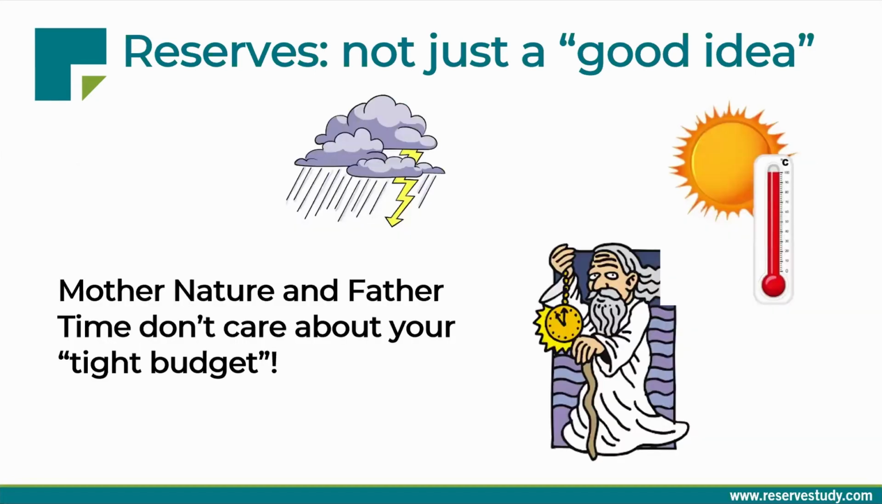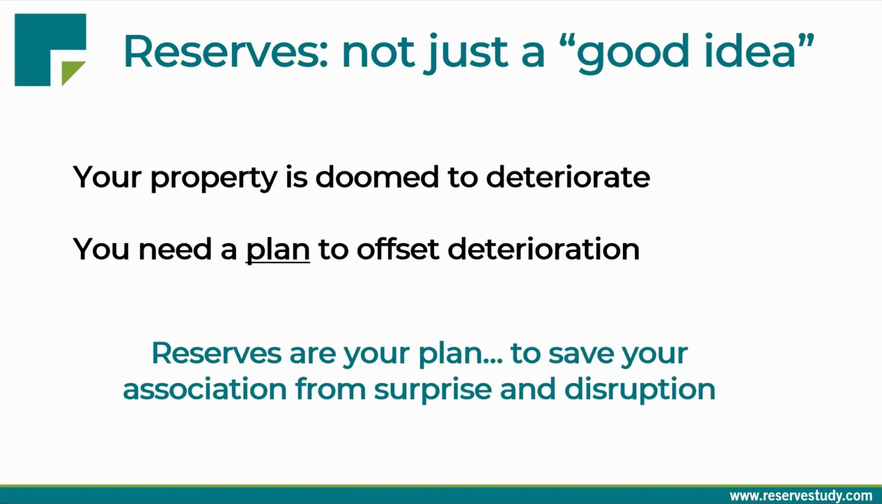So we say here that Mother Nature and Father Time don't care if you have a tight budget. They're going to continue to do everything they can to take a new component and make it old and bring it to the point where it needs to be repaired or replaced. So we have some opponents here, and our opponents are Mother Nature and Father Time. You need a plan to offset this ongoing deterioration. It's like offense and defense. You need a plan, and that's what reserve planning is going to do for your association. It's going to help you get ready to do your reserve projects on time.